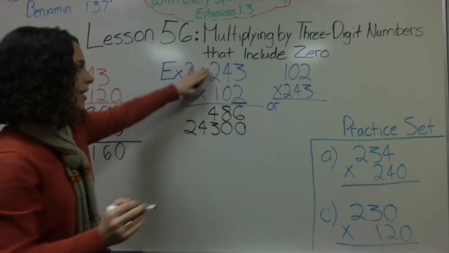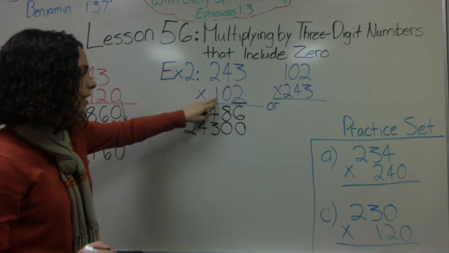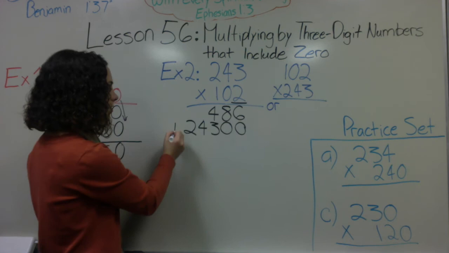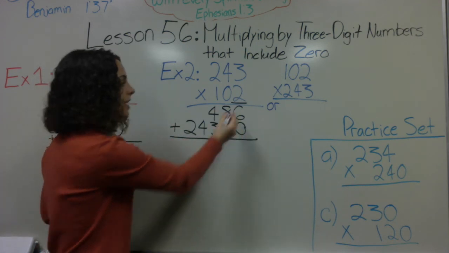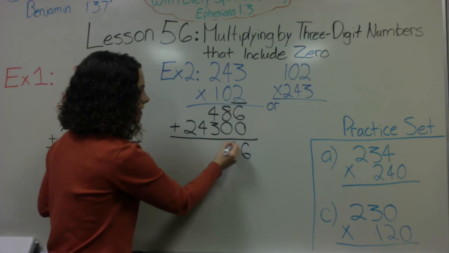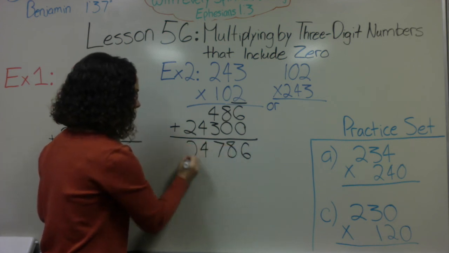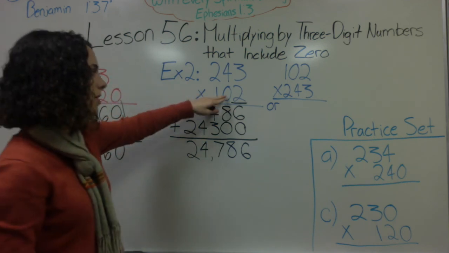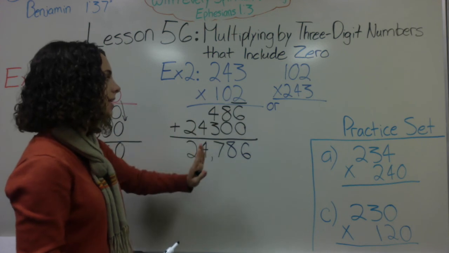So again, because I had a 0 in my factor, I was able to skip a row instead of having a whole row of zeros. I will still get the same answer, whether you have a whole row of zeros or not. There's 6, 8, 7, 4, and 2. 24,786.